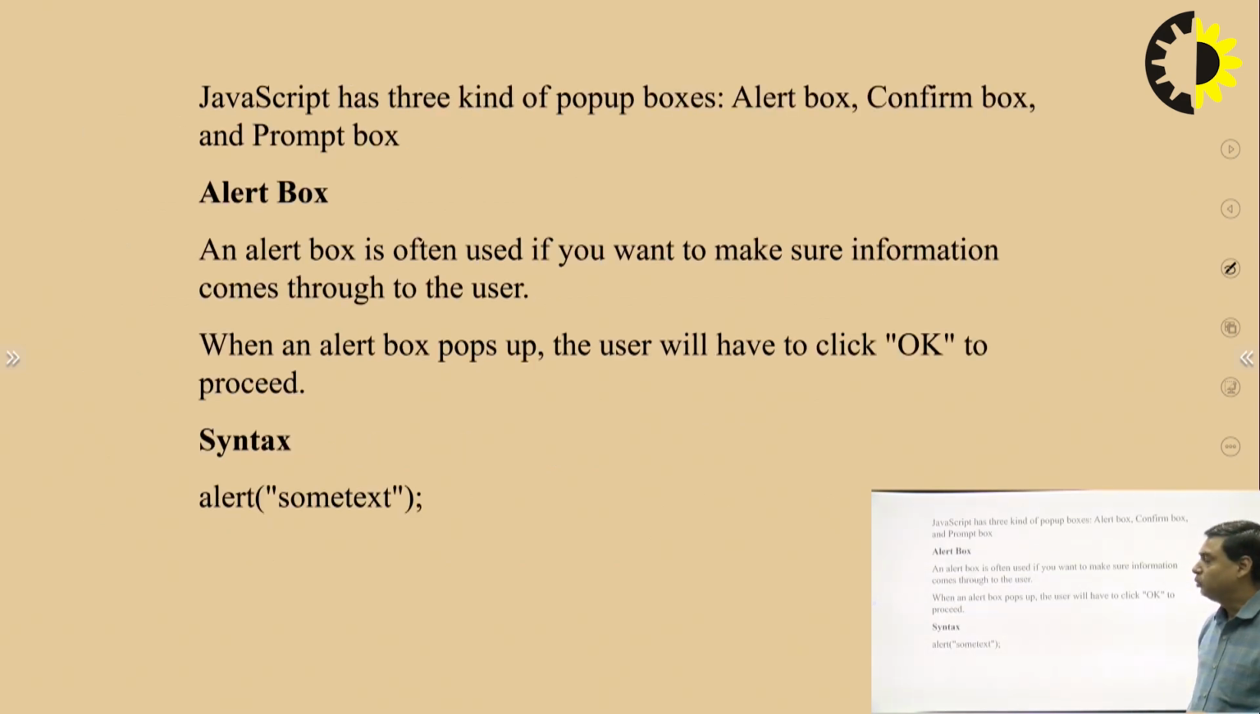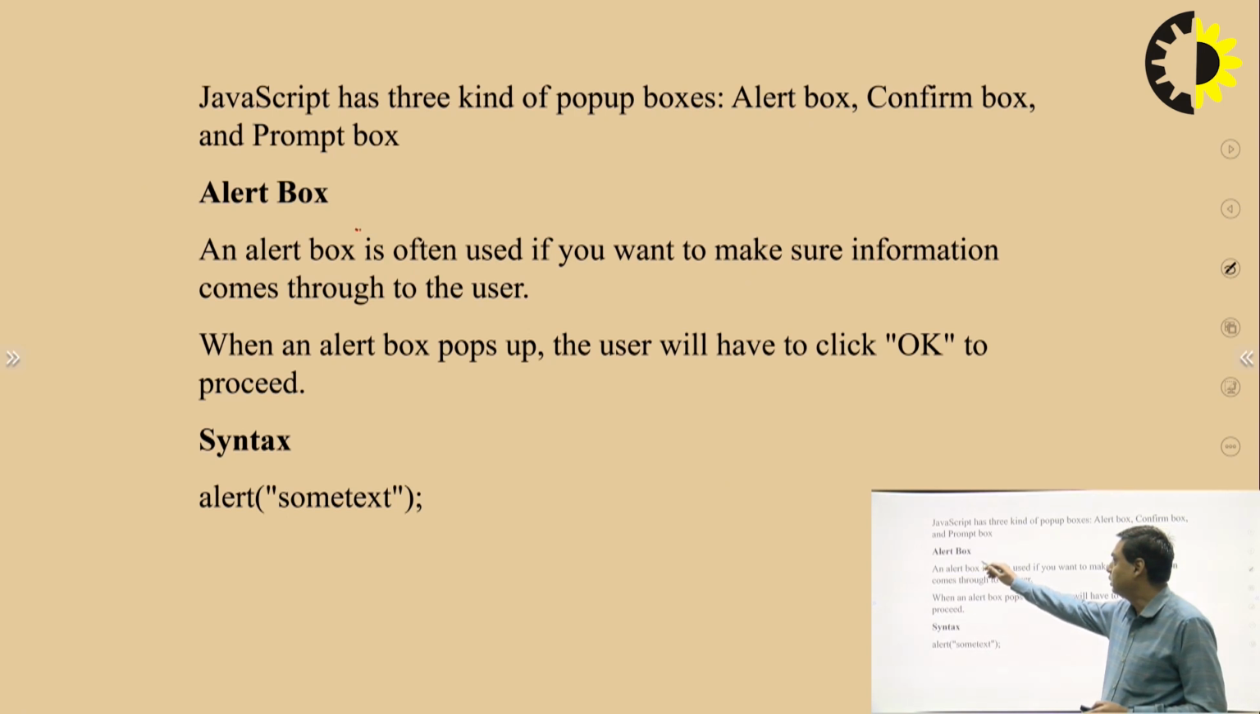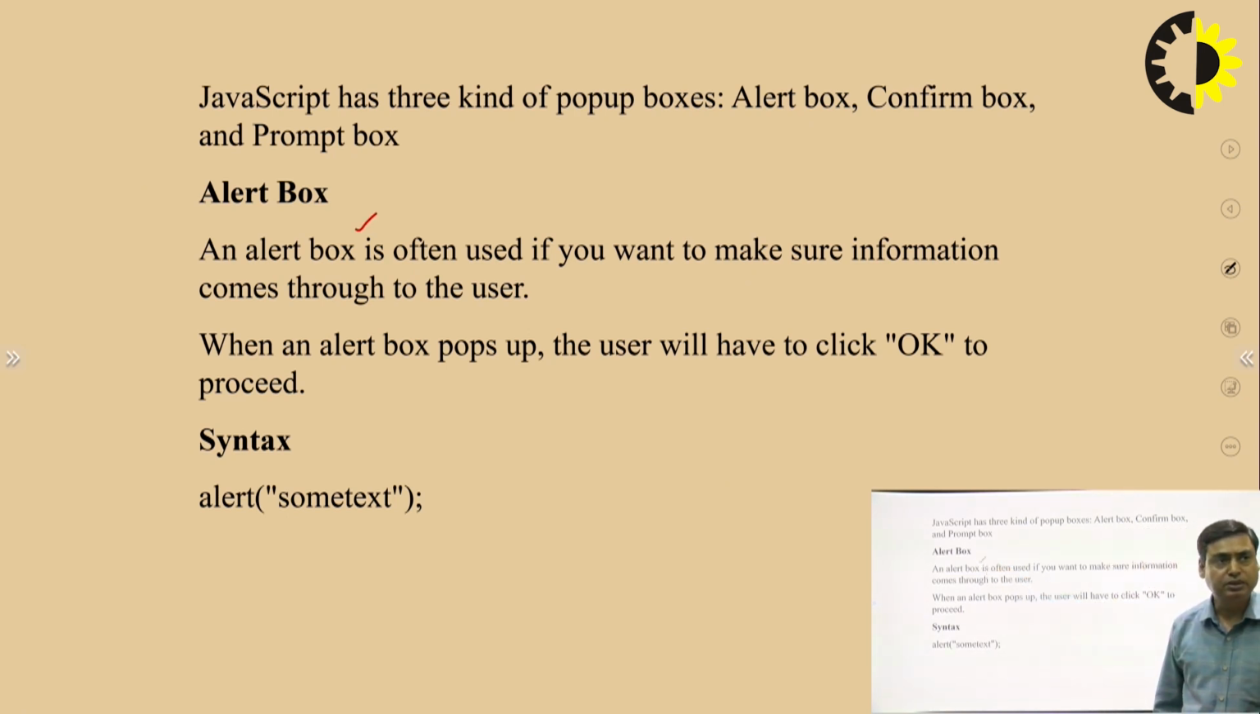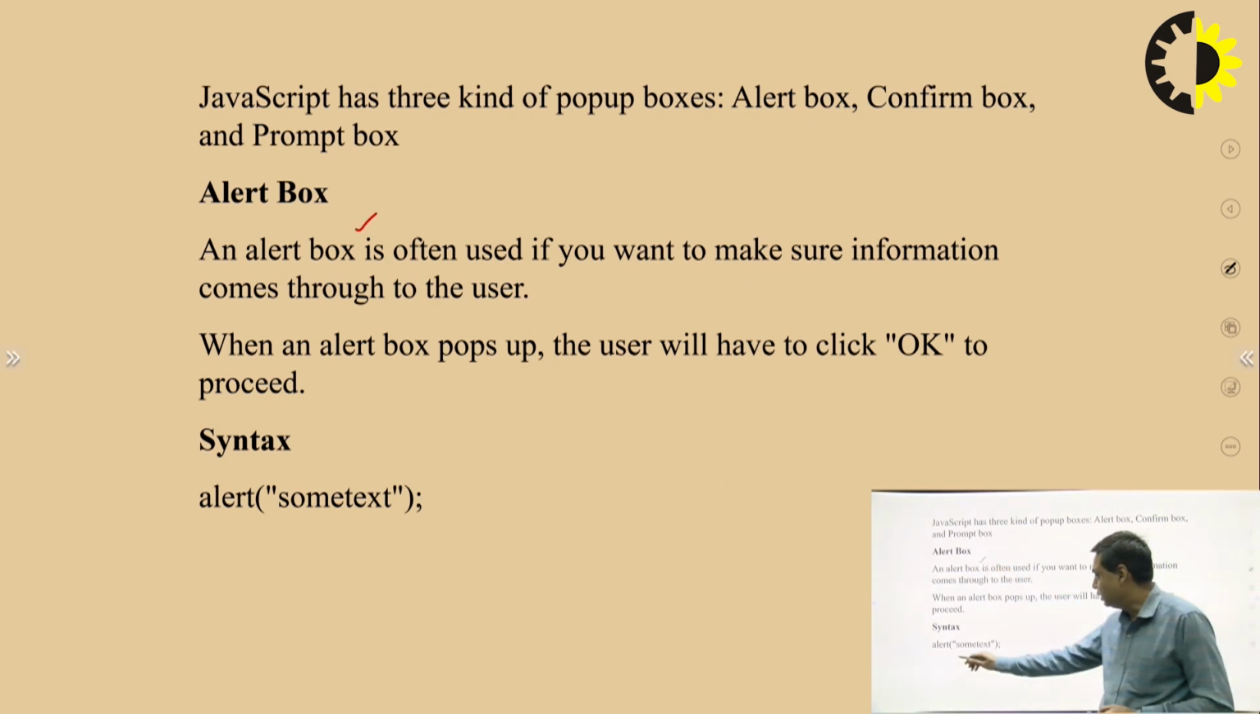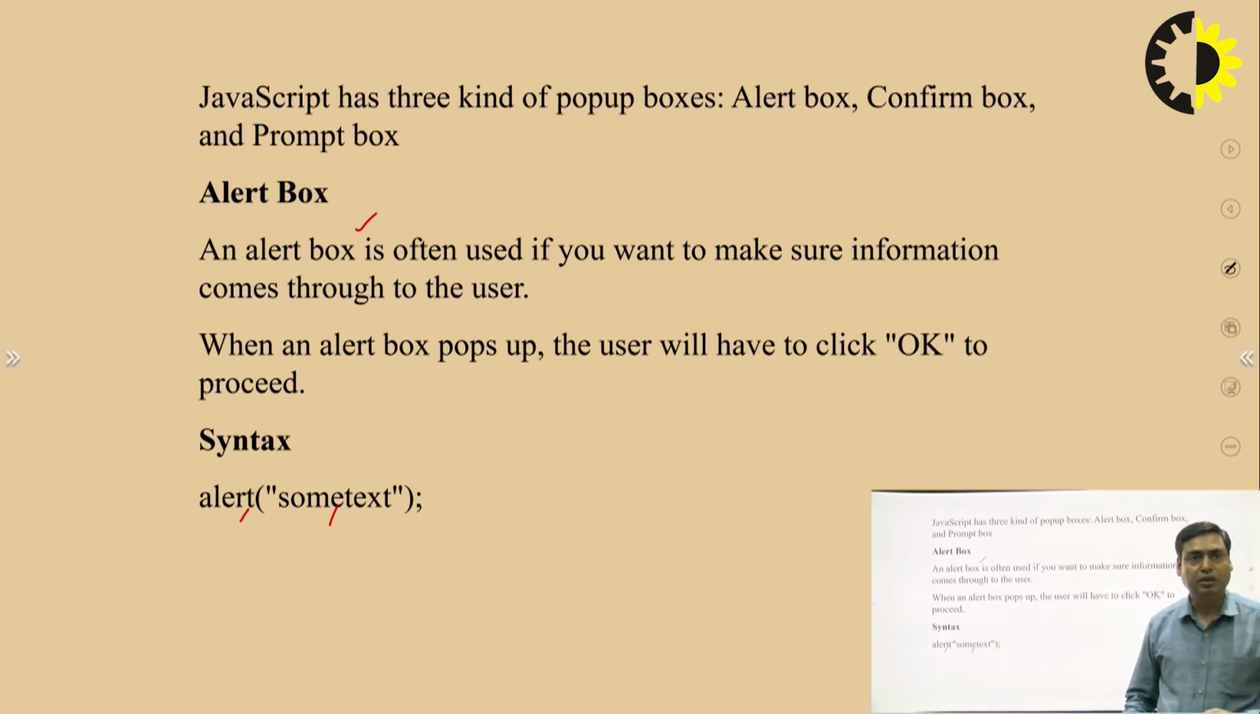Now there are three important boxes in JavaScript that we must learn. The first one is the alert box. It just displays a pop-up message. Just write alert here and write the message. The message will be displayed in the pop-up. I will show the program on this alert box also. So this alert box is just giving information to the user.